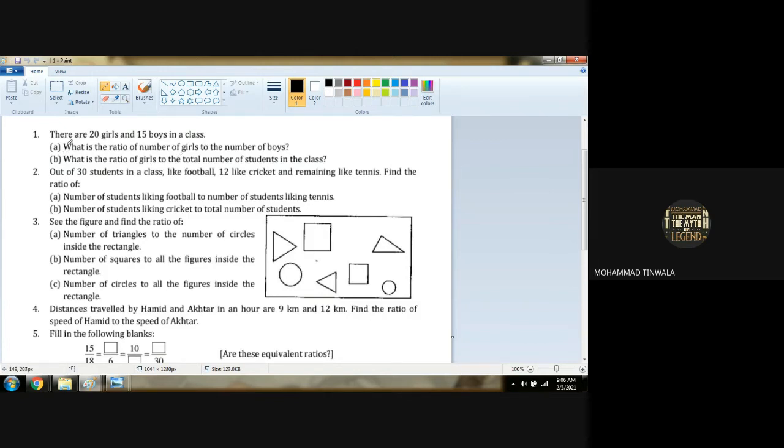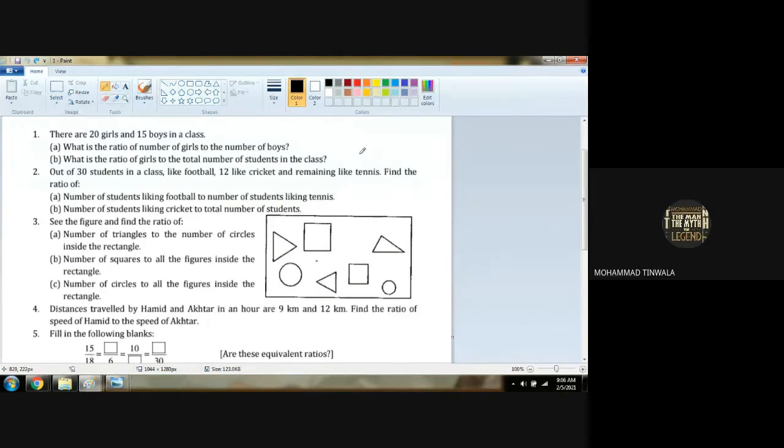First sum, A. Please read this. Yes, sir. Number A. What is the ratio of the number of girls to the number of boys? What is the ratio of girls to the total number of students in the class?